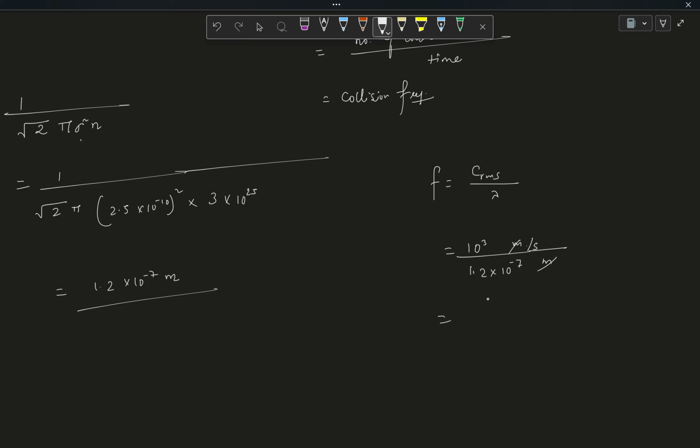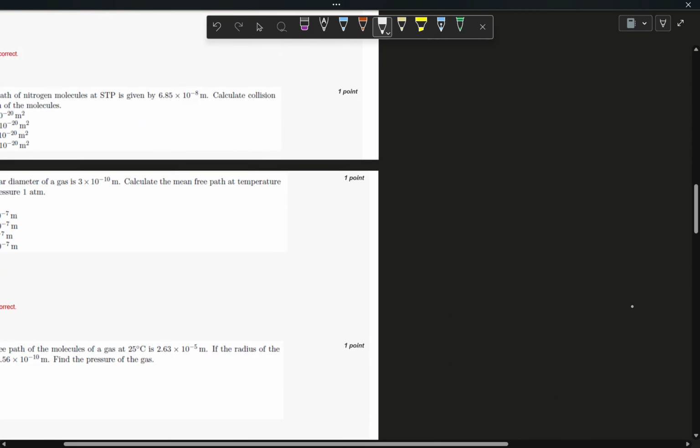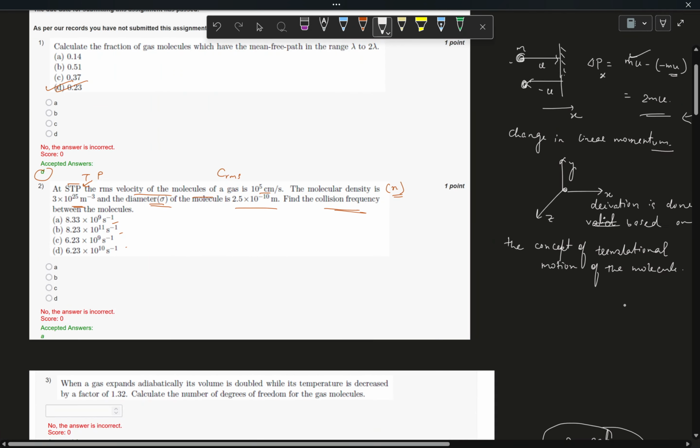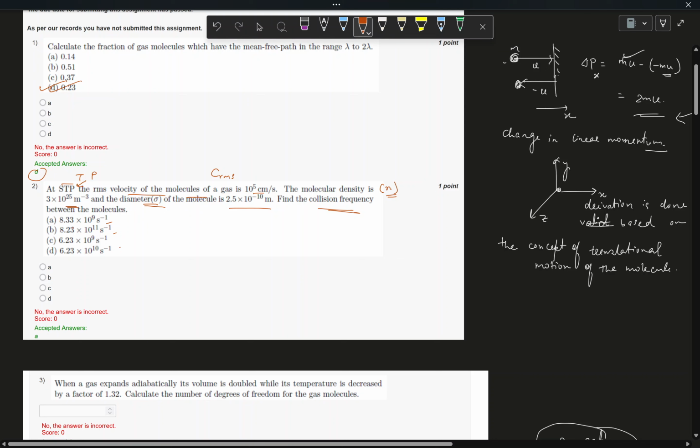So this is 10 cube divided by 1.2 into 10 to the power of minus 7, and we are getting 8.3 into 10 to the power of 9 second inverse. This is the collision frequency and this is your answer. So let us check with the options. Yes, this is what we have achieved. So this is option number A and this is correct, right?